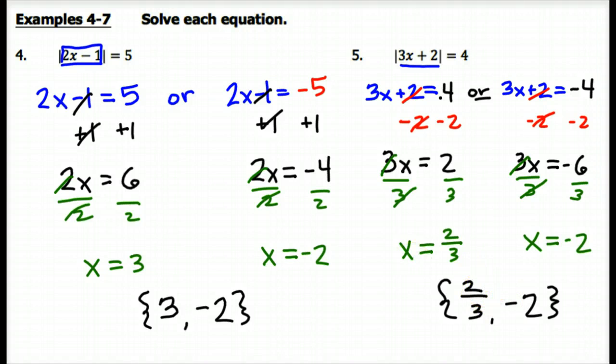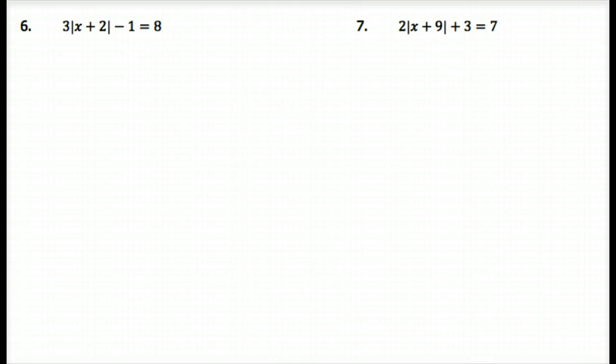Okay, finally we have two more examples. These are going to be just a little bit longer than the first two. Notice in both of these equations, number 6 and number 7, we have a little bit extra on the left side. We don't just have the absolute value bars by itself. We have the absolute value of x plus 2 times 3 and then subtract 1 on number 6 here.